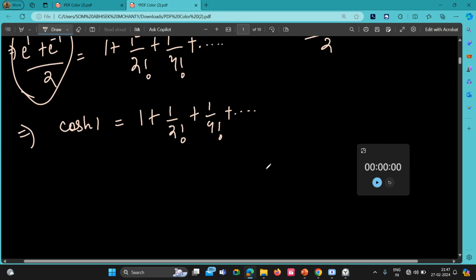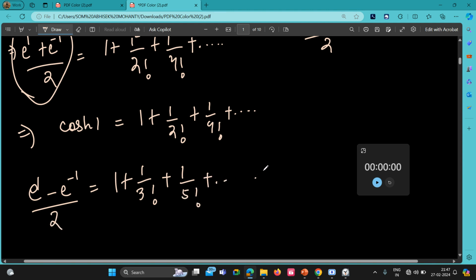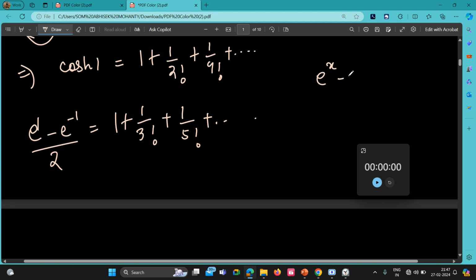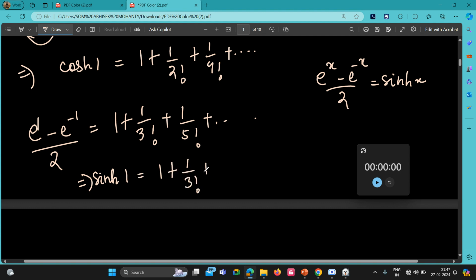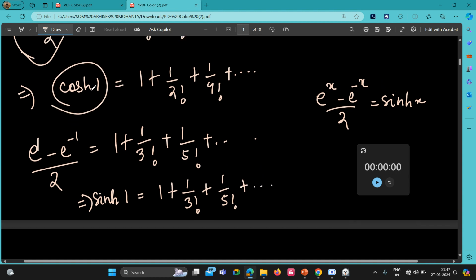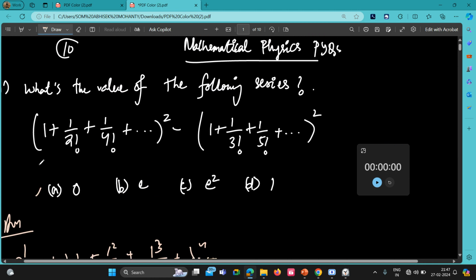Now if I subtract them, that will give me similarly 1 plus 1 by 3 factorial, just taking the alternate terms, plus dot dot dot. This is e to the power x minus e to the power minus x divided by 2, that is sine hyperbolic x. So sine hyperbolic 1 is equal to 1 plus 1 by 3 factorial plus 1 by 5 factorial plus dot dot dot. So this is your cos hyperbolic 1, this is your sine hyperbolic 1. What is the question now? The question is this whole square minus this whole square.